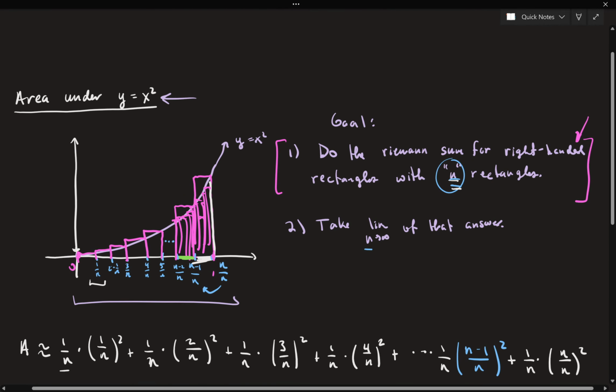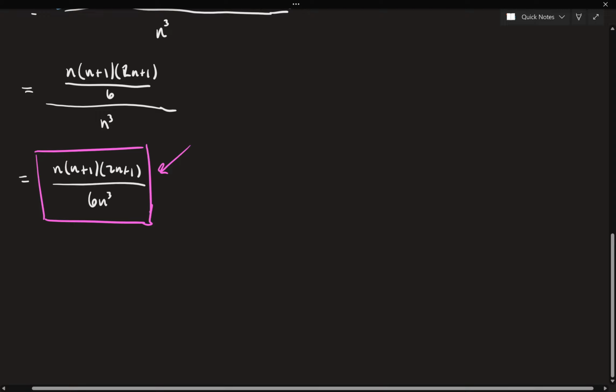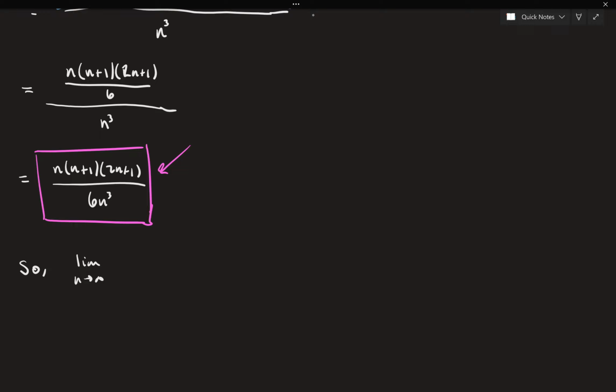The idea is the integral is just the limit as I add more and more and more rectangles. So now I'm going to take the limit of this. How am I going to do that? Well, if I plug in infinity, I get an infinity over infinity situation. So I'm going to expand all of this out. I'll distribute this one first.